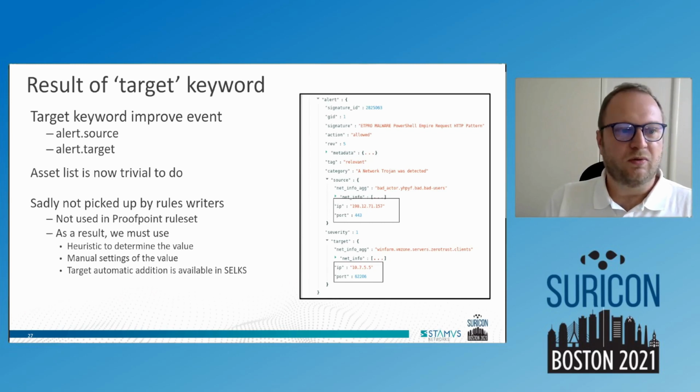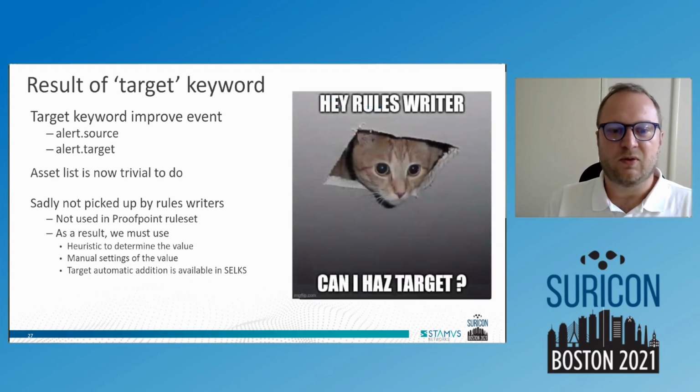Too bad, this has not been used by most rule writers, and as a result, this is what we are doing in SELKS. We have an algorithm to automatically determine which one is the target, and we managed to get some correct results on this, but it would be really better if the rule writers were in fact using this. So please, can I have target in the signatures you write? It would be really useful.